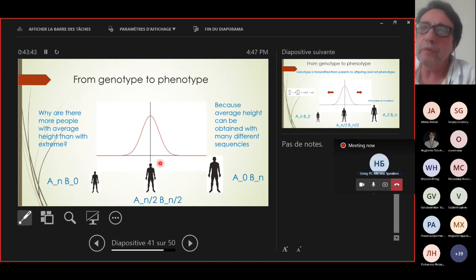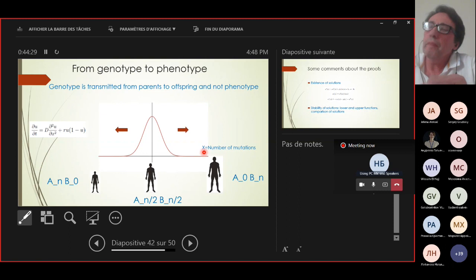Why are there many of them in between? Because if you take k mutations, the number of mutations is k, there are many different sequences with the same number of mutations. So there are many different ways to obtain these individuals with an average height. There's only one way to obtain the smallest, only one way to obtain the largest, but many ways to obtain these intermediate ones. So this is how, in this interpretation, phenotype is related to genotype. This explains why we have such distributions for the phenotype, for example, for human height or for all other morphological characteristics.